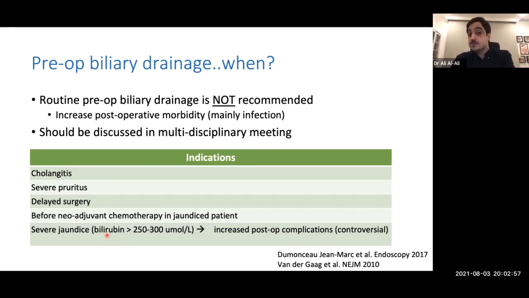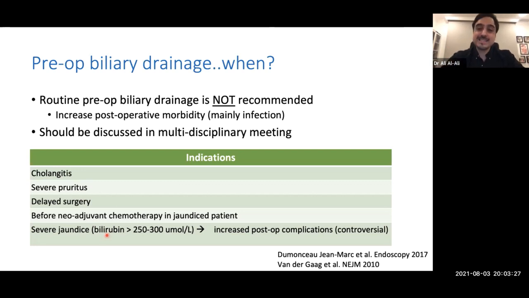One of the important questions is, when should we perform pre-op biliary drainage in patients with malignant obstruction? This is very important. As I mentioned before, routine pre-op biliary drainage is not always required in patients who are jaundiced and have malignant obstruction and who are potentially resectable. There are a number of studies which show that routine pre-op drainage may increase post-operative morbidity, especially infection, and may delay surgery.